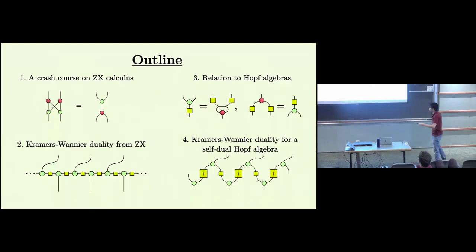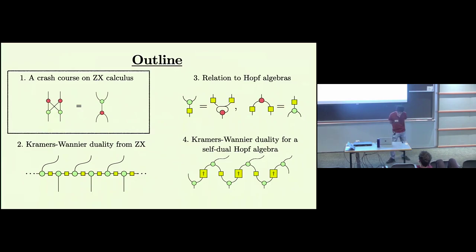Okay, so here's the outline of my talk. I'm going to give you a quick crash course on what's called ZX calculus. And then I'm going to show you how these small tensor networks, when you stitch them together, can give you the Kramers-Wannier duality. And then I'll comment on the relation to Hopf algebras and how I can use this to get a self-duality symmetry for the general case.